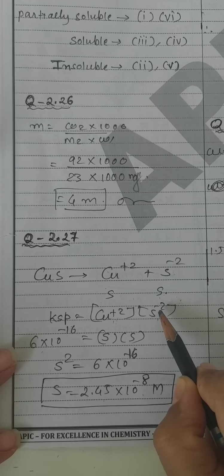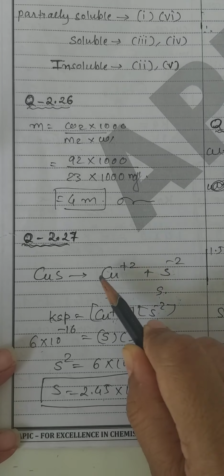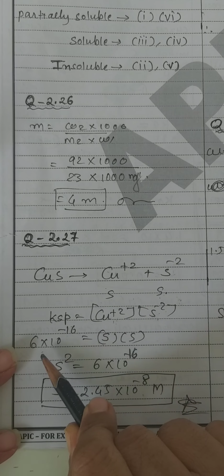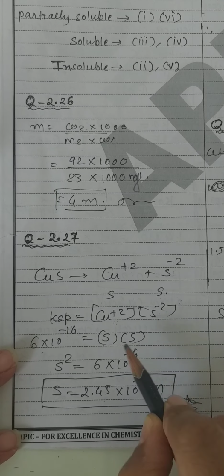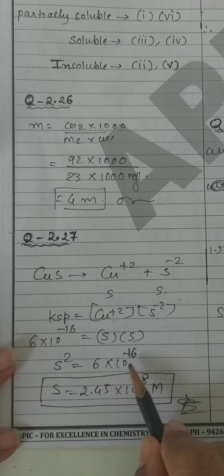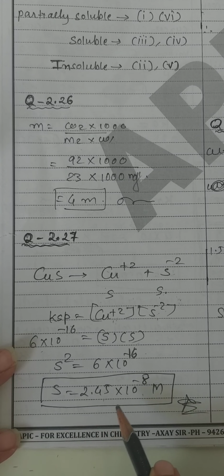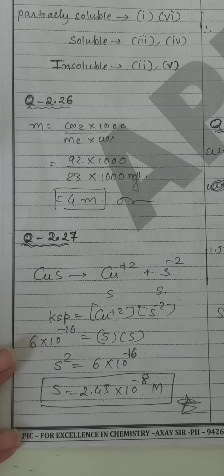So here KSP is equal to Cu plus 2 and S minus 2. If it is 2 moles, then we will take power 2 here. I am not talking about the charge. But here it is 1 mole, so the power is 1 and here the power is 1. Now KSP is 6 into 10 power minus 16. This is S square. S square is equal to 6 into 10 power minus 16. Now after the calculation, you will get S is equal to 2.45 into 10 power minus 8 molar. Very simple question.